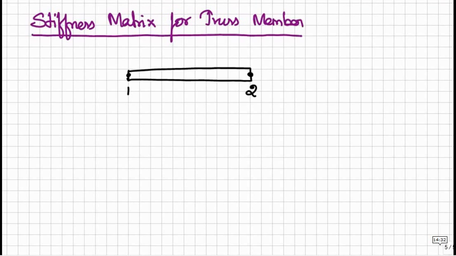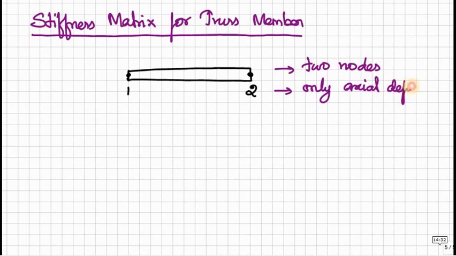So consider this is the truss element having two ends, denoted as 1 and 2, also called nodes or joints. Each truss member will have two nodes and only axial forces are allowed in a truss member. Therefore, we have only axial deformation, no bending.